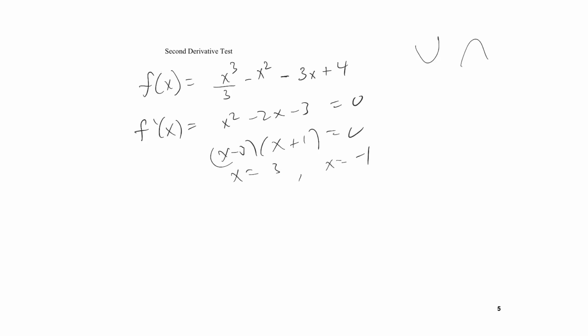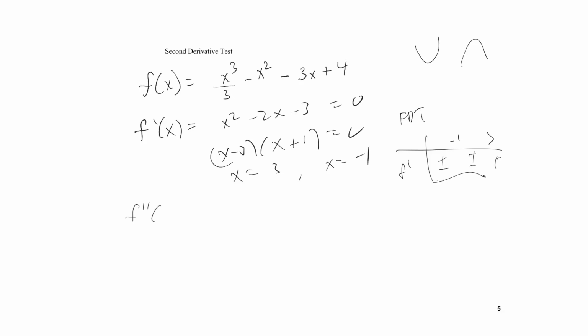So how are we going to classify them? Because these could be potential turning points. If we do the first derivative test, we would take an interval chart and set the derivative, and we would set the negative 1 and 3, and then we would do our positive, negative, and figure things out. However, I'm going to show you another method. We're going to use the second derivative.